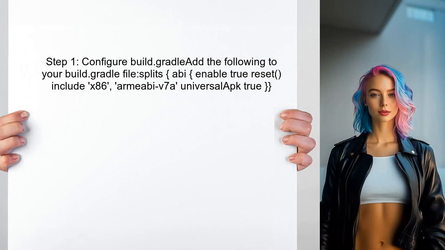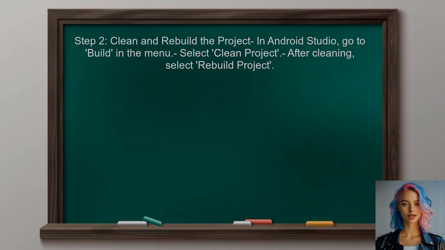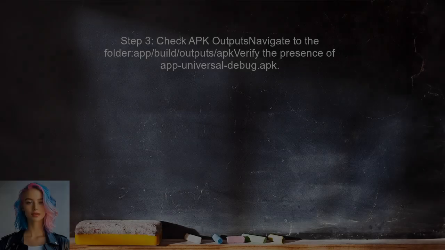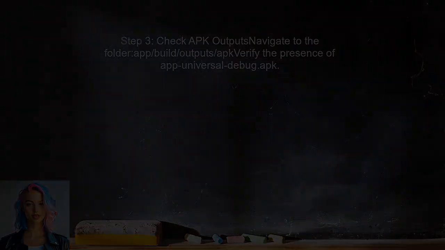To address the issue with the Universal APK, the user should first ensure that the build.gradle file is correctly configured. This includes specifying the ABIs that the application should support. Next, the user should clean and rebuild the project. This step is crucial to ensure that the changes made to the build.gradle file take effect. After rebuilding, the user should check the outputs in the app build outputs APK folder. They should confirm that the Universal APK is generated correctly.